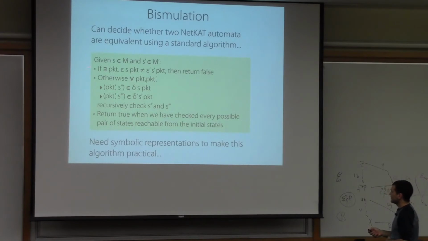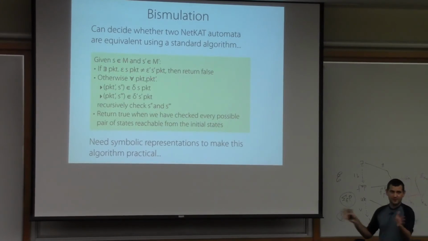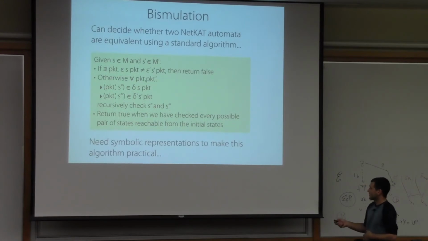So to step through this in a little more detail, if I'm given two states S and S prime in automata M and M prime that I want to be equivalent, so the initial call would be for S0 and S0 prime, then if I can distinguish their observation functions, I immediately return false because they do something different at the very beginning. Otherwise, I consider all packets and packet primes such that if I run the same input packet through delta in the two machines, I consider all the packet primes that come out and all the states associated with those, and I recursively check all those pairs of states. And if all of those return true, and I've exhausted every possible pair of such states, then I can return true.